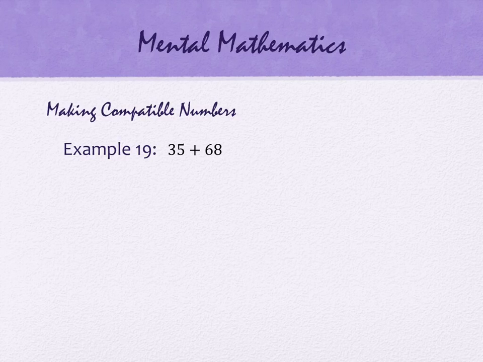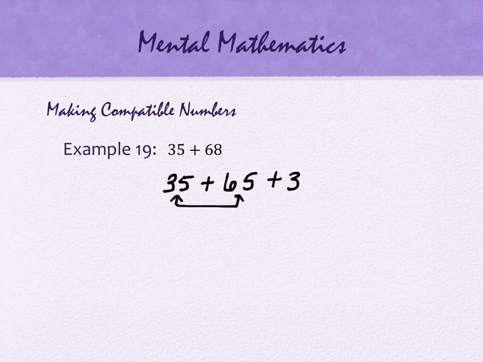Now, these two numbers are not compatible. Agreed? I mean, they don't add to 100, basically, like the last set do. But we could change one of them so they did. We could change the 68 into what number? What number would really, really nicely add to 35 to give me 100? 65. Well, that's 3 more that I need to add on at the end. So now I've made these compatible numbers, and I've got the 3 at the end, so I have 103.